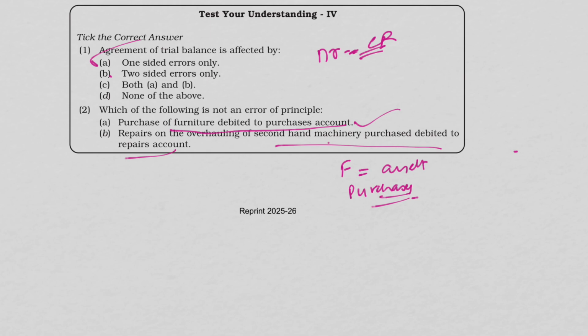This is the repairs on overhauling second-hand machinery debited to repairs account. Basically, overhauling increases the value of assets. So yes, it should have been capitalized and not treated as repairs.